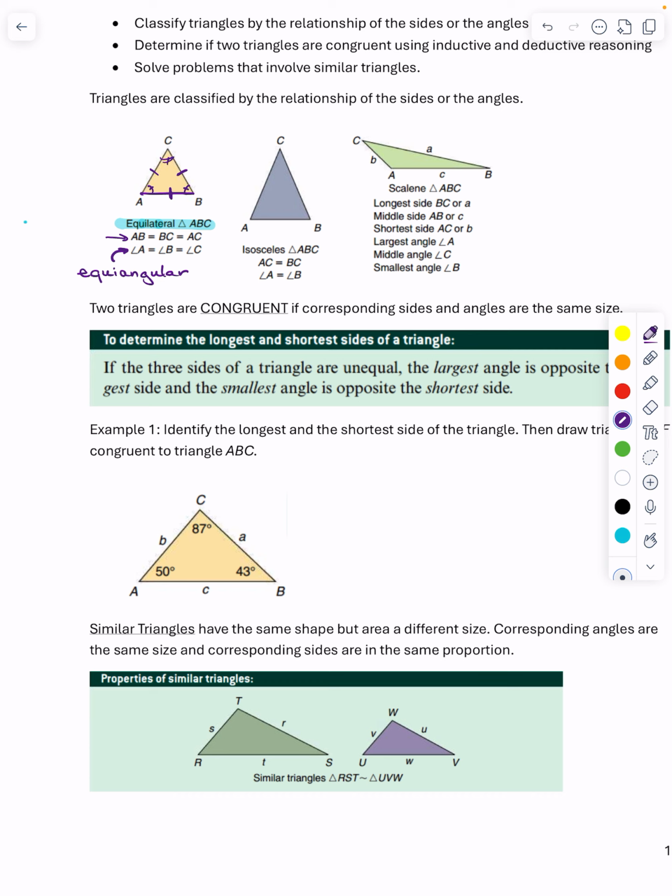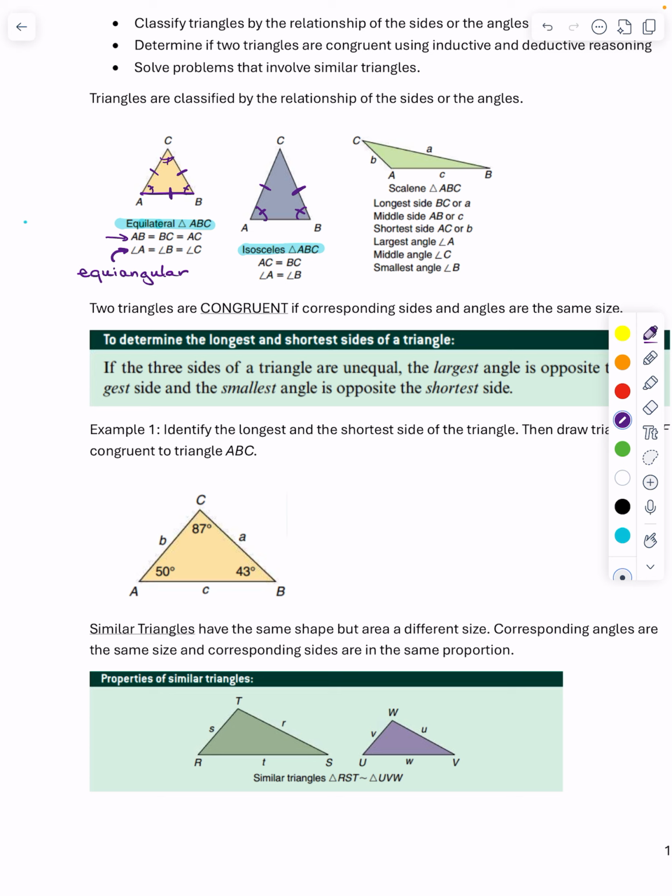It's isosceles if two of the sides are the same length, and the third is not. Okay. Again, the angles opposite those sides are going to be the same size. And then it's scalene if all three sides are different lengths.